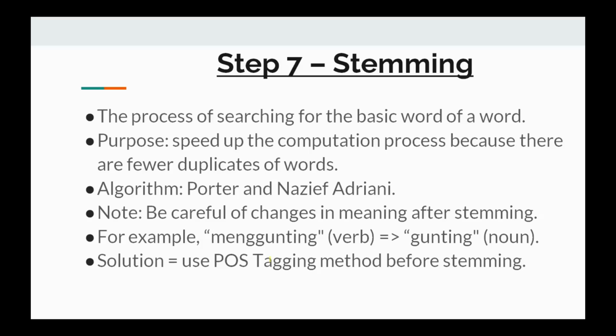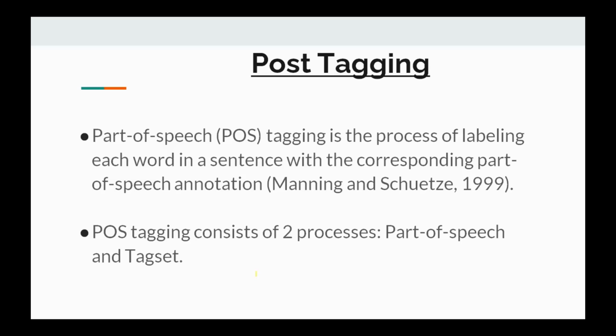The algorithms that can be used are Porter and Nazief-Adriani. Be careful of changes in meaning after stemming. For example, menggunting is a verb. After stemming it becomes gunting. Gunting is a noun, a different meaning or different word type. What is the solution? The solution is to use the POS tagging method before stemming.